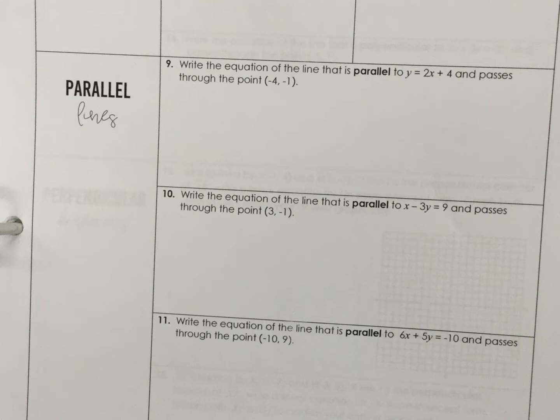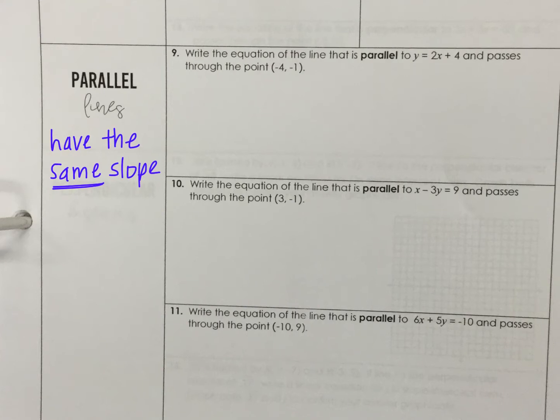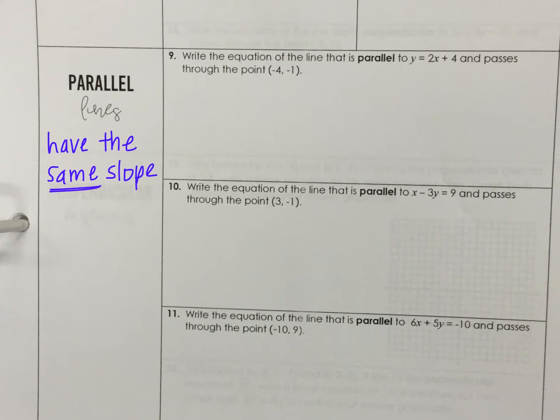So when we have parallel lines, they have the same slope. So what we're going to do is what we did at the beginning of yesterday's lesson. I'm on number 9, and I'm going to have one point, which will be this: -4 will be my x1, -1 will be my y1. And then it's going to be parallel, which means it has the same slope. Well, the slope is this number right here, so my m is going to be 2.